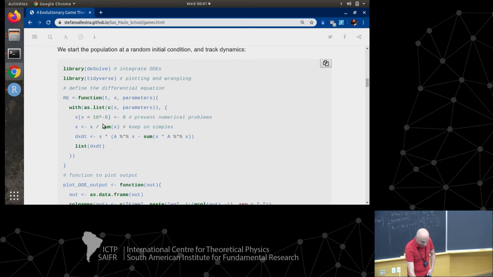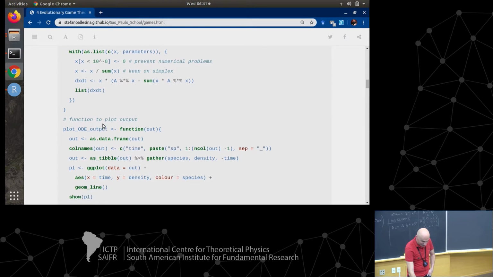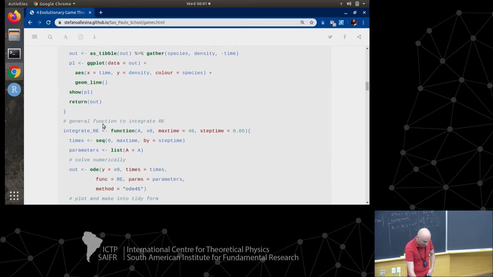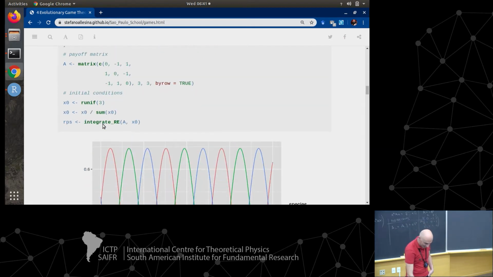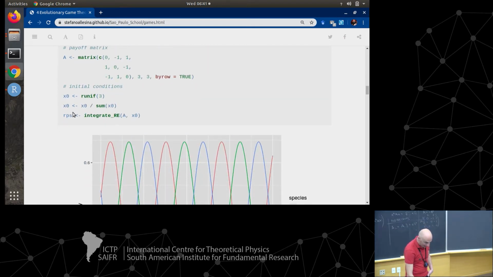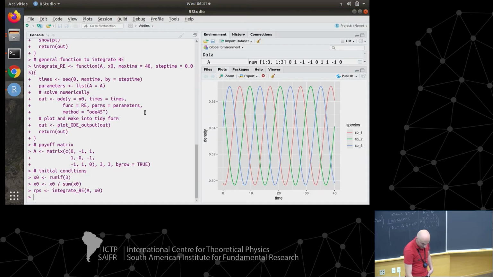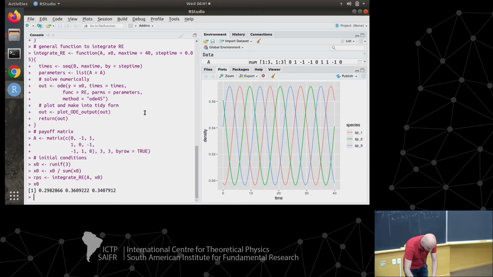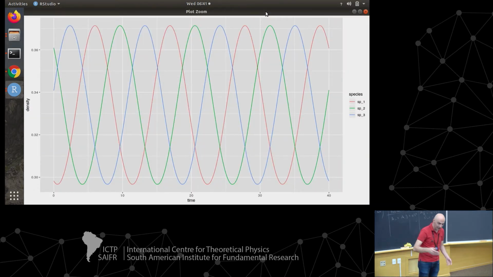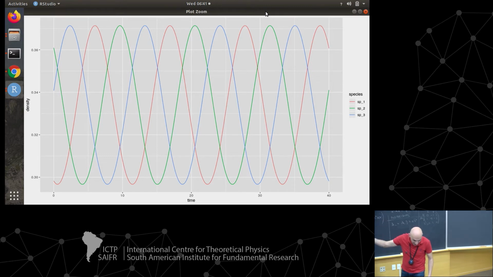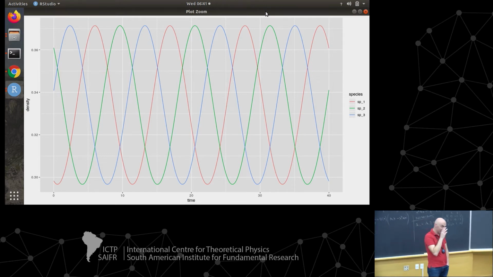So we have our definition of the replicator equation here, which is very easy to do. And then, as we've done before, we have a function to plot and a function to integrate dynamics. Then we choose some initial conditions and integrate. Here, for example, I chose as initial conditions 0.29, 0.36, 0.24. These are the three populations. Imagine rock is red, paper is green, and scissors is blue.